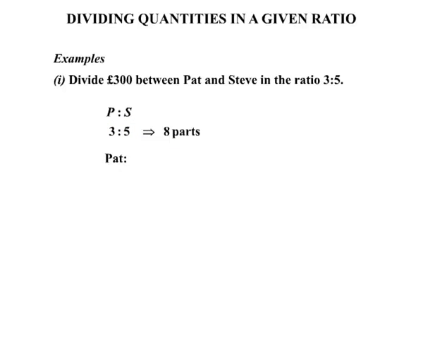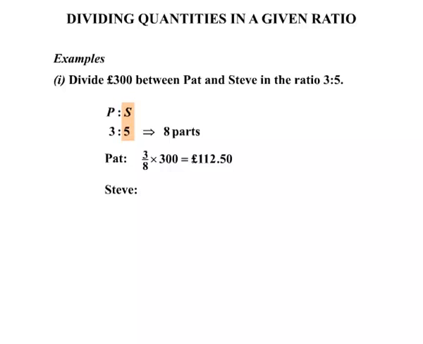Now, we consider Pat's share. He's getting 3 parts out of the 8. So his share is 3/8. So we're splitting up 300 pounds. We're going to multiply by the 300. So Pat's share, 3/8 times 300, works out to be £112 50p.